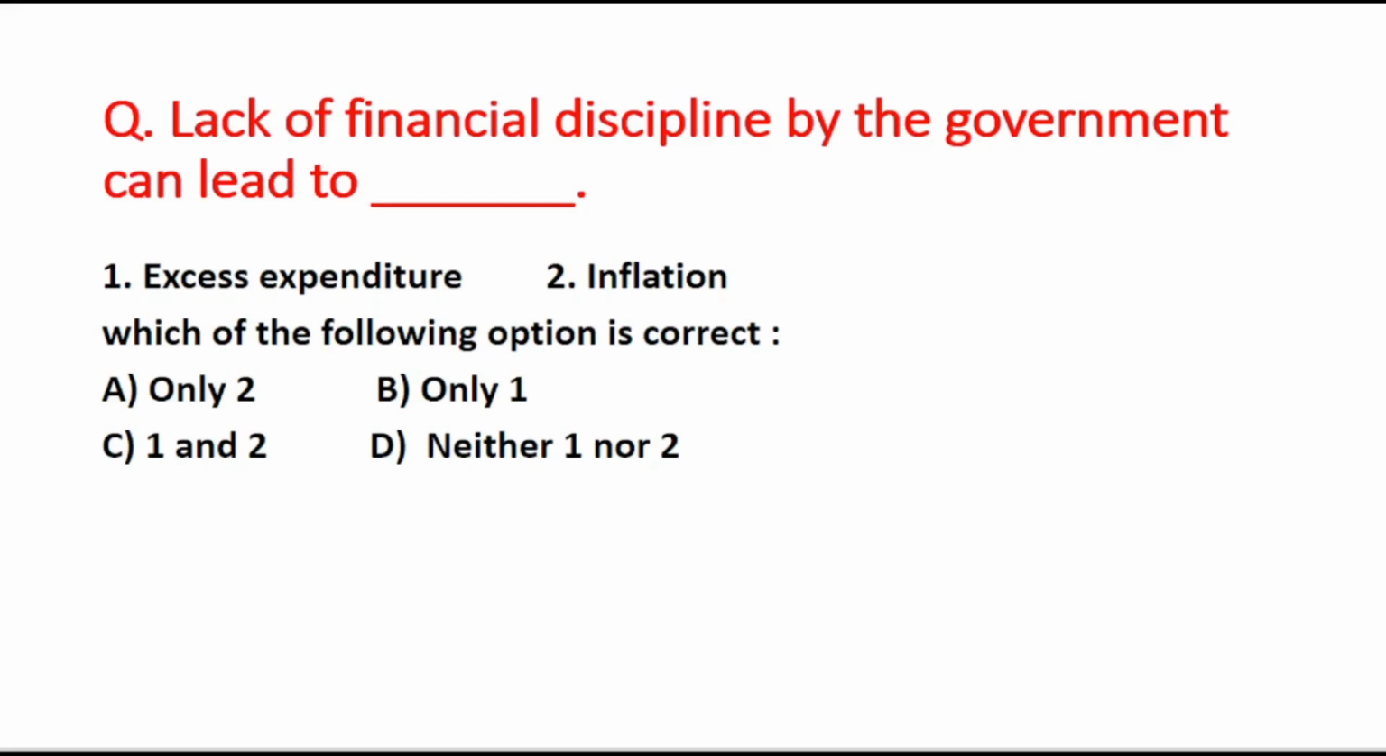Next question is, lack of financial discipline by the government can lead to blank. Your first is excess expenditure, second is inflation. So which of the following options is correct? Here are four options. So the correct one is option C, that is both these statements are correct.